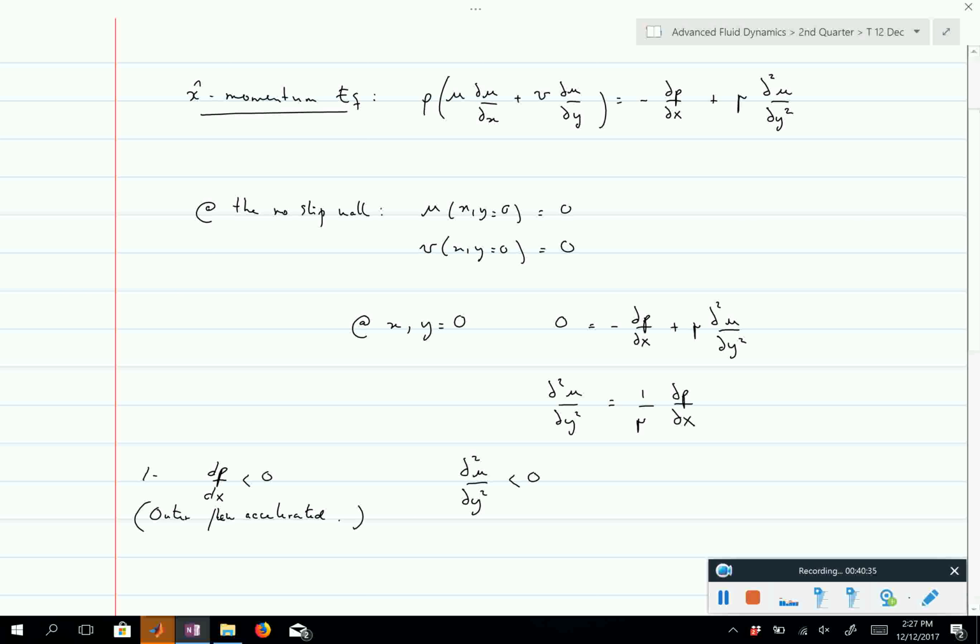Now what does that mean? Just think about a parabola. The second partial is essentially the coefficient of your parabola. So the coefficient in front of the x squared monomial is negative. So you know that the graph of your curve, if you're plotting u as a function of y, at y equals 0, has a curvature like that.